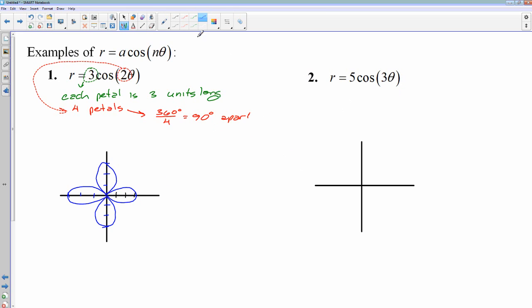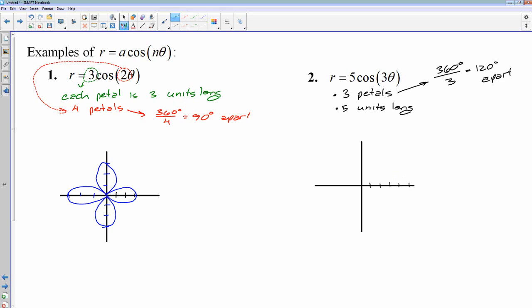Let's look at this one, number 2. I'm going to have 3 petals. It's an odd number this time. Since that's 3 times theta, it's going to be 3 petals, and each petal is going to be 5 units long. And here, if I have 3 petals evenly spaced out, I have 360 degrees. If I divide that by 3, each petal is going to be 120 degrees apart. And since this is a cosine graph, my first petal is going to go out 5 units on the x-axis.